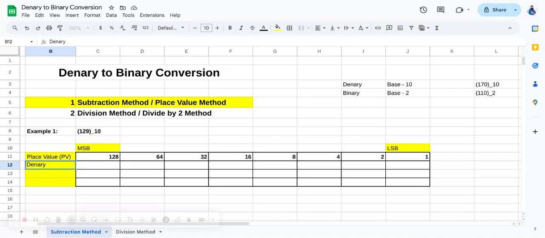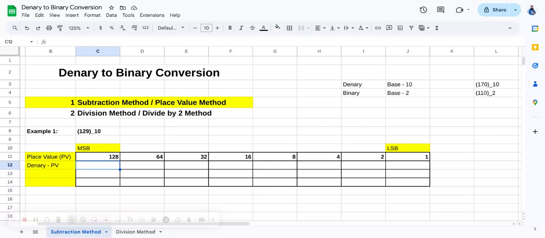The denary number, which is given in this case, is 129, minus the place value. So I'm writing here PV. This is how we are going to work in this cell. Make sure you use the denary number minus PV. Do not do it the opposite way. If you do it the opposite way, the answer is going to be different, and you are not going to get the correct answer which you are supposed to get from this conversion.